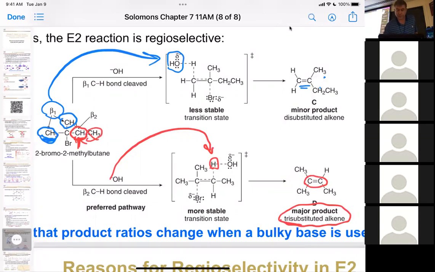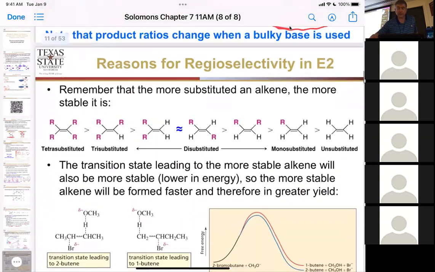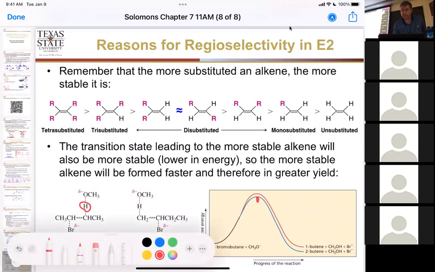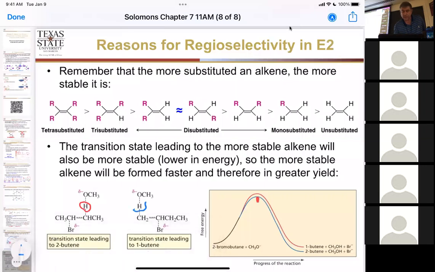All right, so let's look at why it's so regioselective. It has everything to do with the transition state. The transition state with the beta hydrogen that gives us our internal alkene is actually lower in energy than the one that gives us our terminal alkene, which is higher.